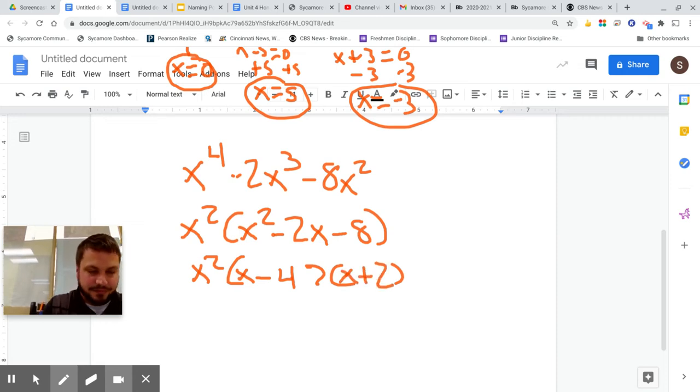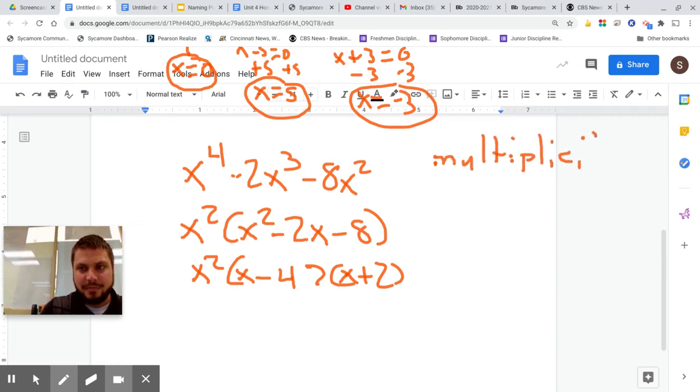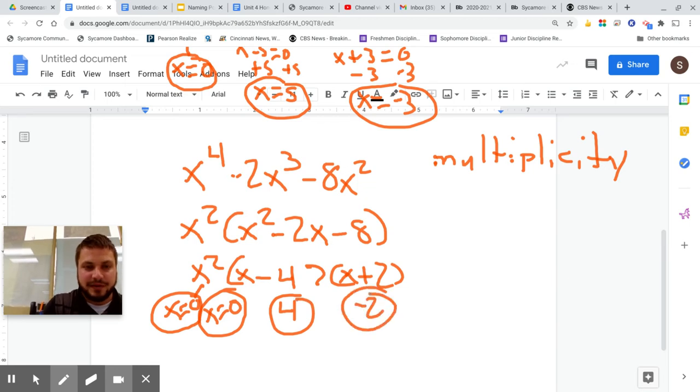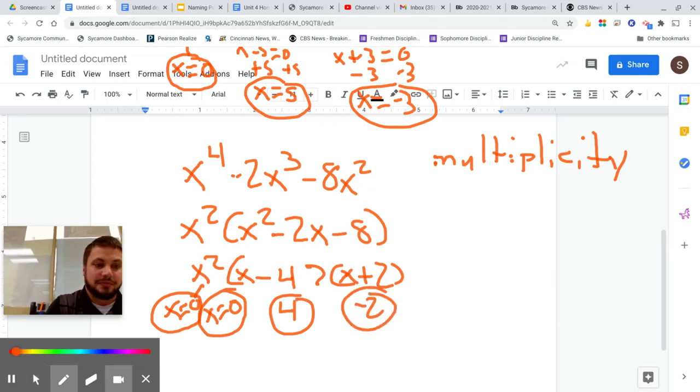Now, the next vocab word here is what's called multiplicity. Multiplicity means the number of times that each 0 occurs, okay? So x squared is actually x and x. We need to set both of those equal to 0, okay? So the answer 0 has multiplicity of 2. It happens twice. This would give me an answer of 4. This would give me an answer of negative 2. Okay, so multiplicity, it means it happens more than once.